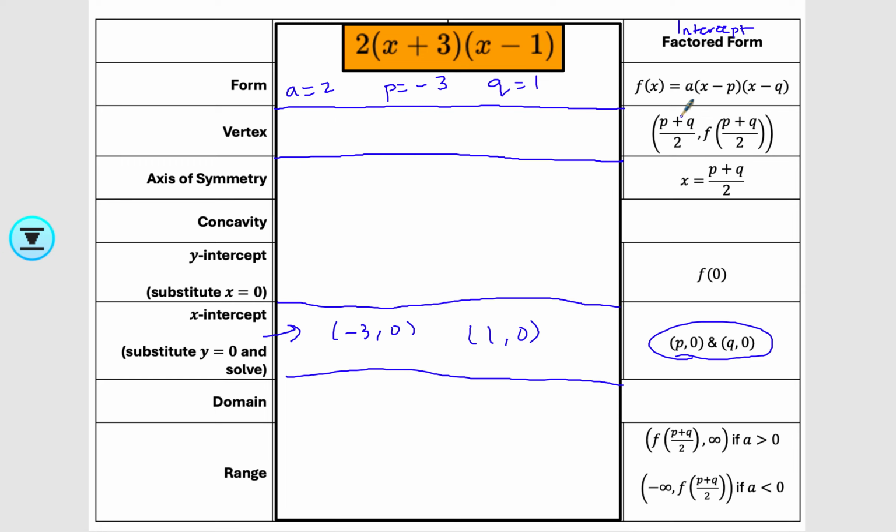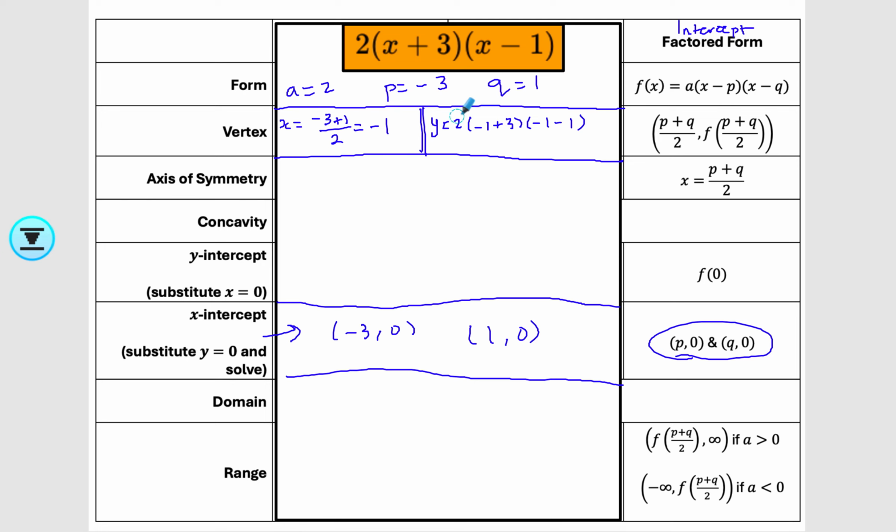Vertex form, we find the x coordinates by adding the P and Q value and dividing by 2. So I'll do -3 plus 1 divided by 2, which will give me -1. And then the y coordinate of the vertex will be, just as we did in standard form, you will take the value and substitute it into your function. So I will say y equals 2 times -1 plus 3 and -1 minus 1.